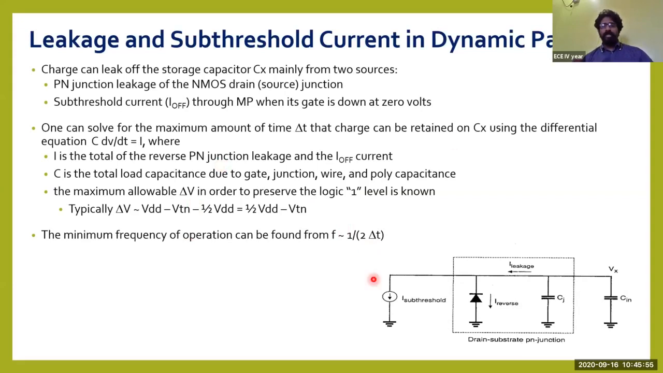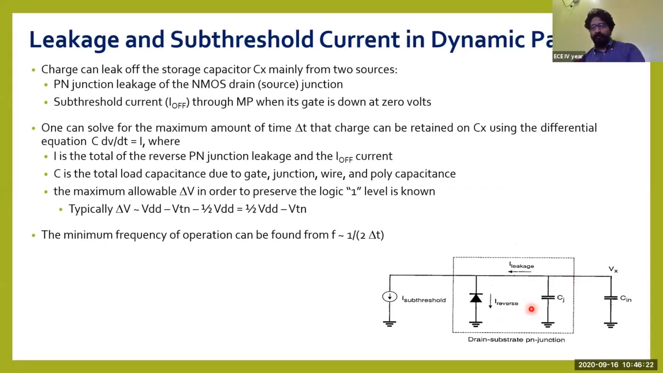That is 1 by 2 times of this time taken. So this is how you're supposed to calculate the minimum frequency of that operation. And this is one small signal diagram of the drain and substrate PN junction. You can see one of the diodes has been formed between the drain and the substrate, and another diode will be found between the source and the substrate. So in that way, you'll have 2 different diodes formed inside a transistor.